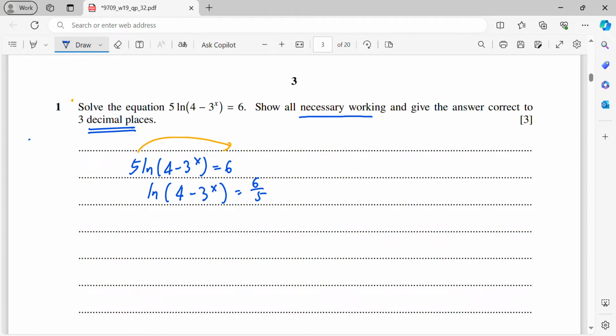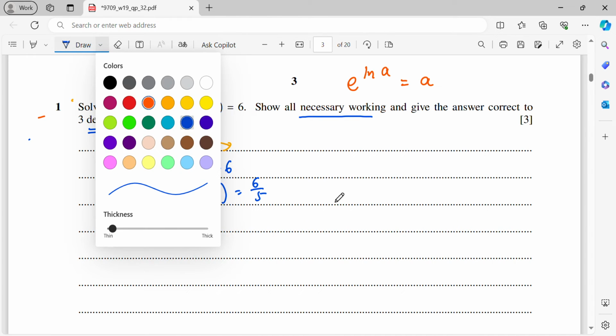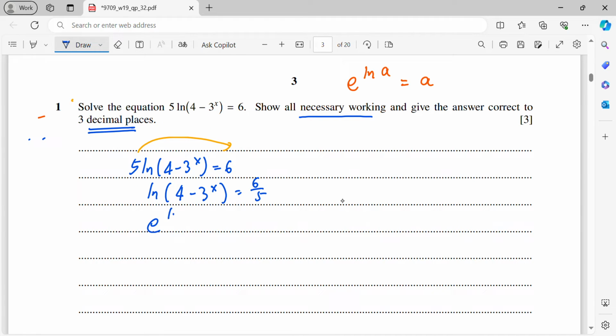over 5. Then from here, to get the x, we need to eliminate the ln. So for your information, to eliminate the ln, we need to take e to both sides, because e to the power ln a will be a. So that means here is going to be e to the power ln(4 minus 3 to the power of x) equals e to the power 6 over 5. Then for the left hand side, it will be 4 minus 3 to the power of x equals e to the power 6 over 5.